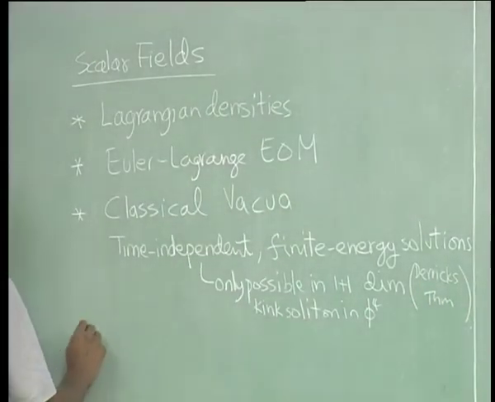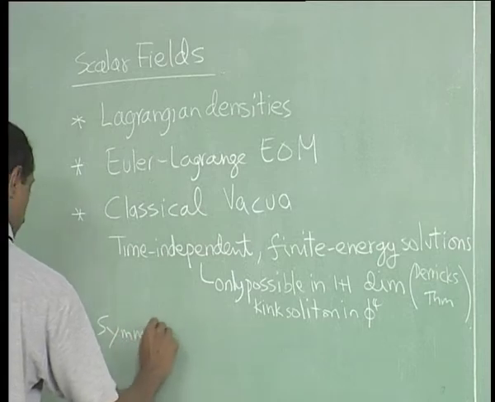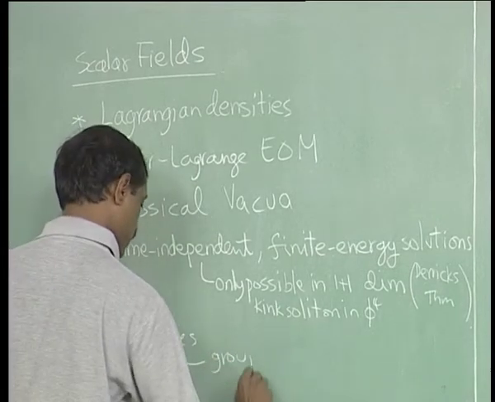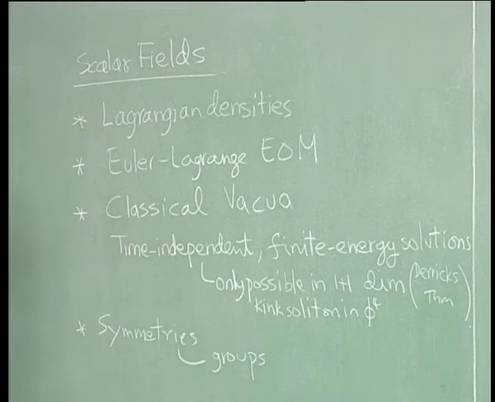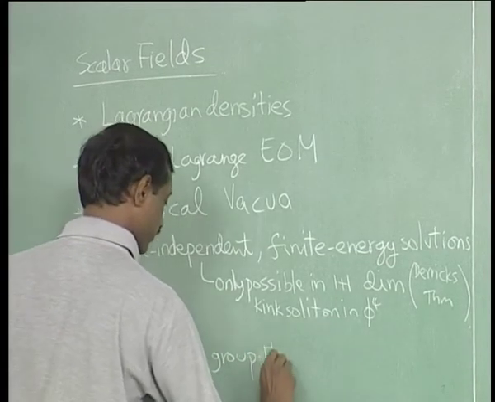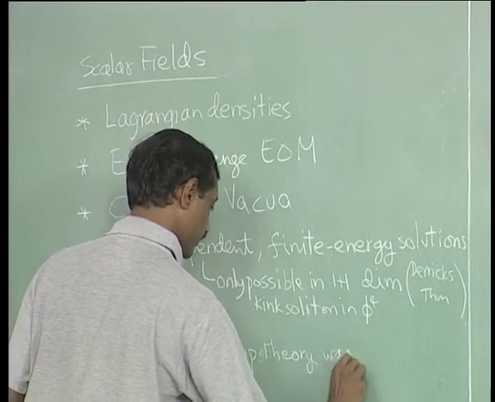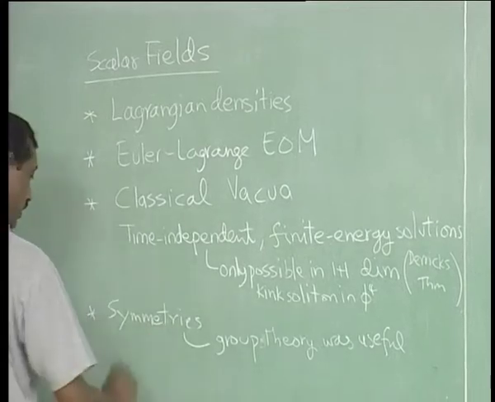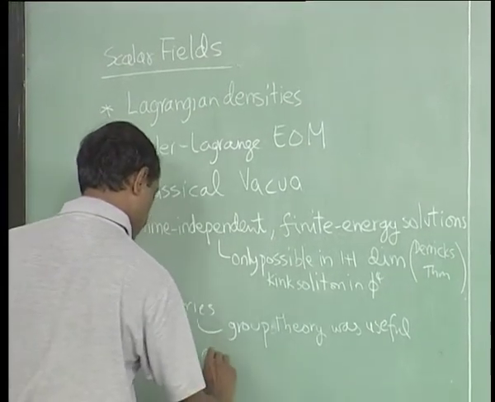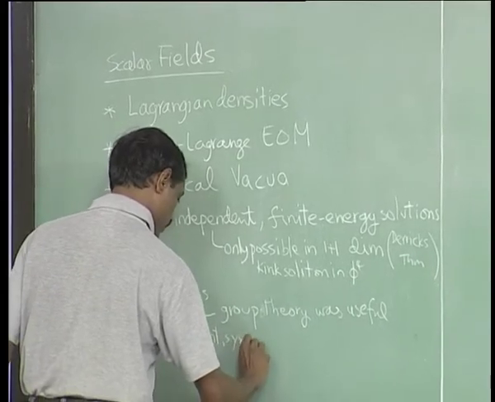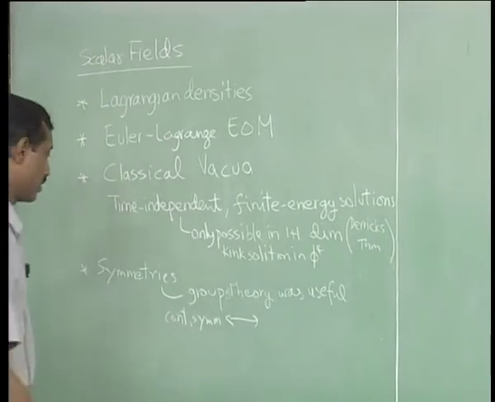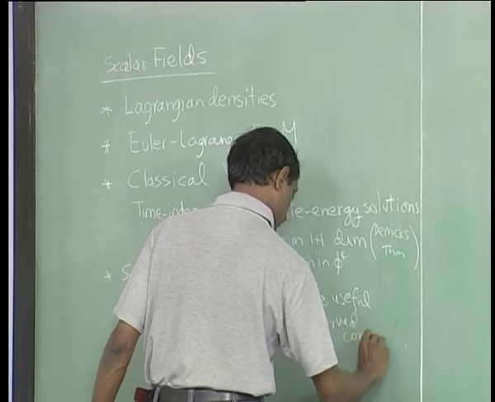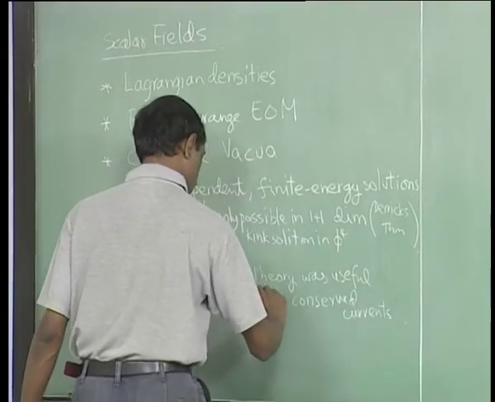Then we also studied symmetries, and we saw how group theory was essential in describing them, or useful. We also saw that continuous symmetries implied conserved currents, and this was called Noether's theorem.